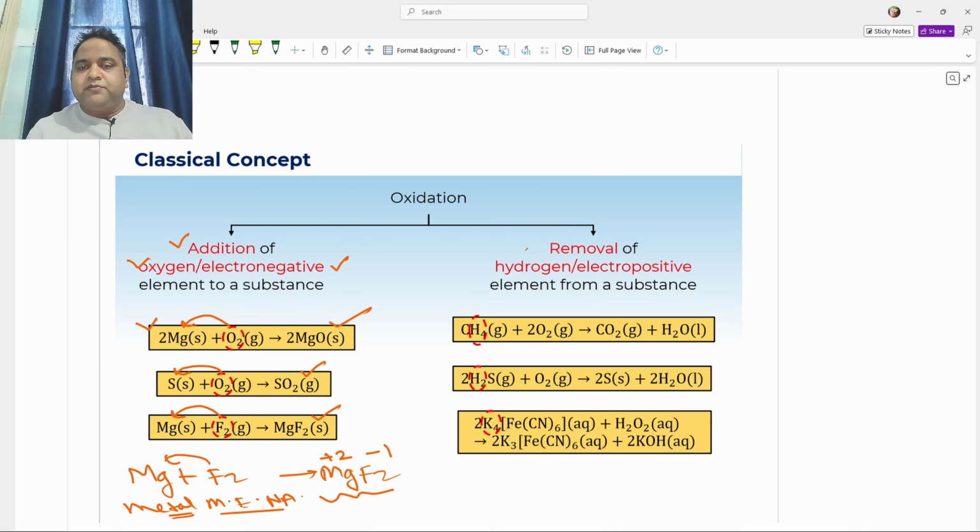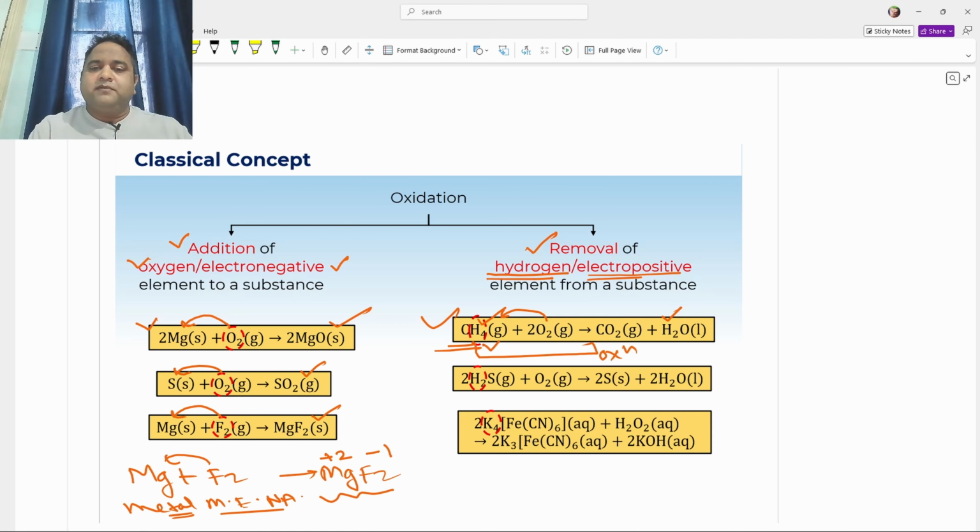Now take the example of oxidation in terms of hydrogen, in terms of an electropositive element. If you see CH4, methane has 4 hydrogen atoms. On the right hand side, carbon has no hydrogen atoms. Comparing carbon to carbon, hydrogen is lost and oxygen is added. Loss of hydrogen is again a kind of oxidation.